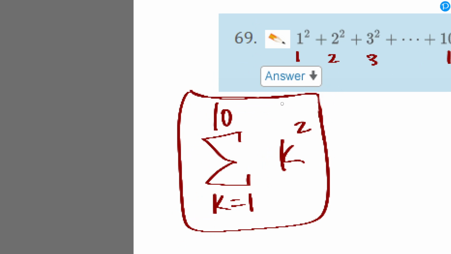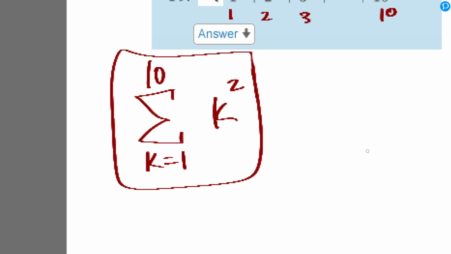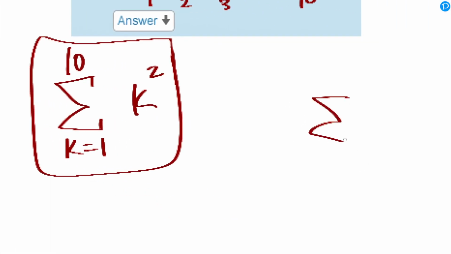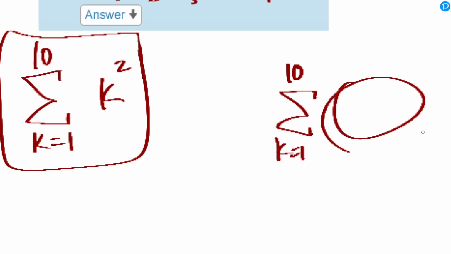Sigma notation looks really freaky and intimidating, but it's actually not too bad if you know the rules. It's basically saying this is where we stop, this is where we start, and this is the equation that we use it with. And k is typically what is seen being used.